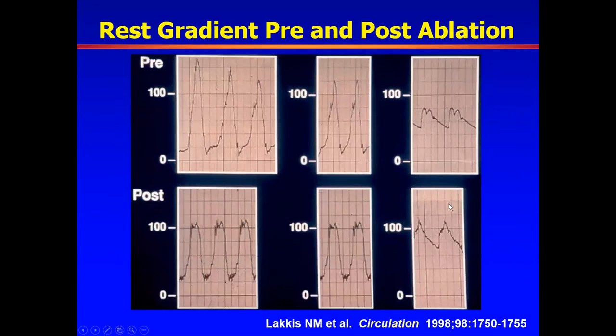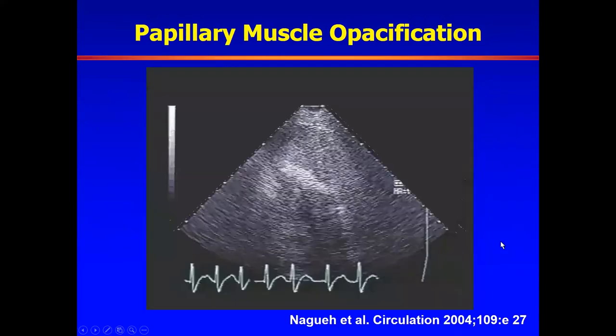That's the first publication from this institution, by Dr. Lakis, who was the first author, and Dr. Spencer, looking at gradients pre and post ablation. You see this hump and the Brockenbrough-Braunwald-Morrow pulse disappearing, and ventricular pressures dropping with the relief of obstruction.